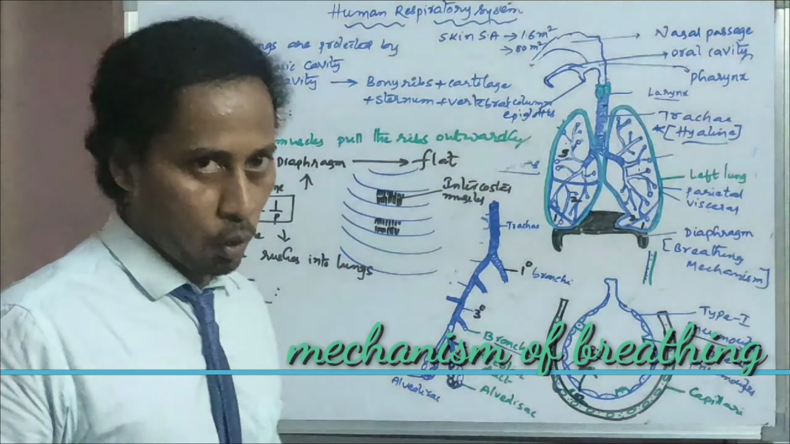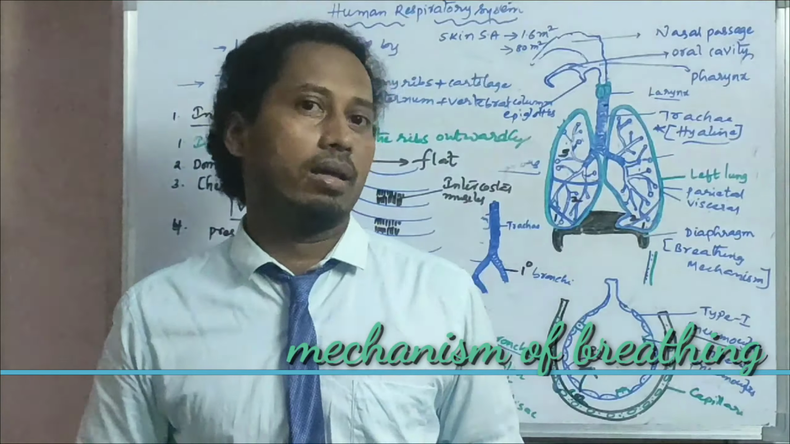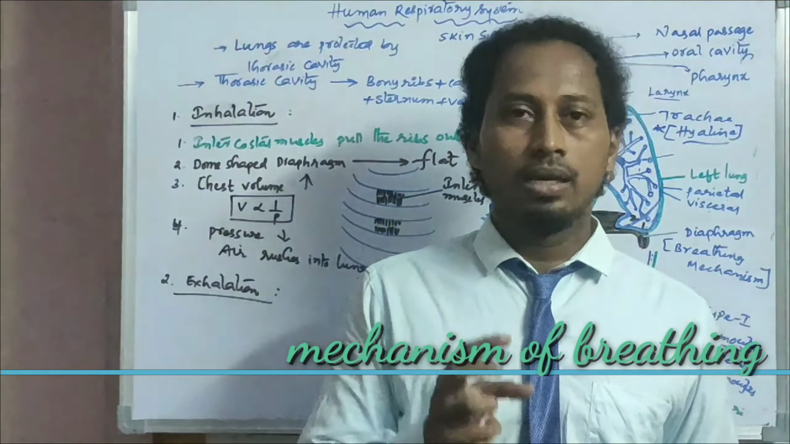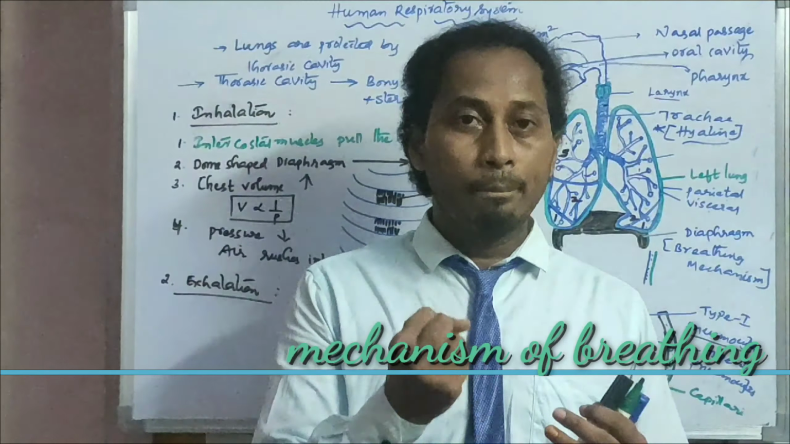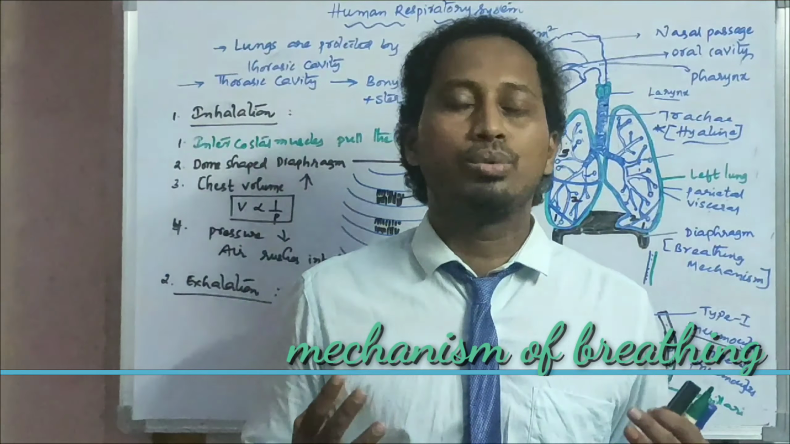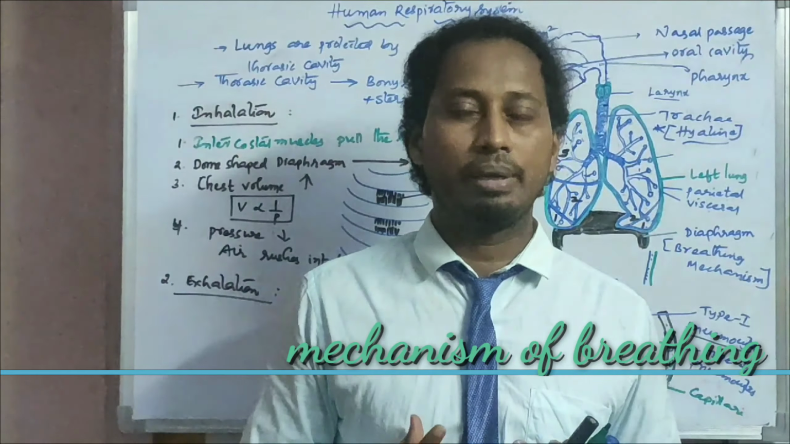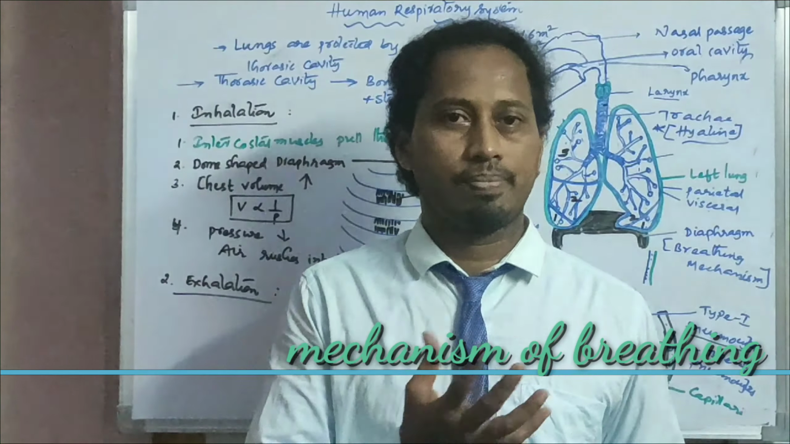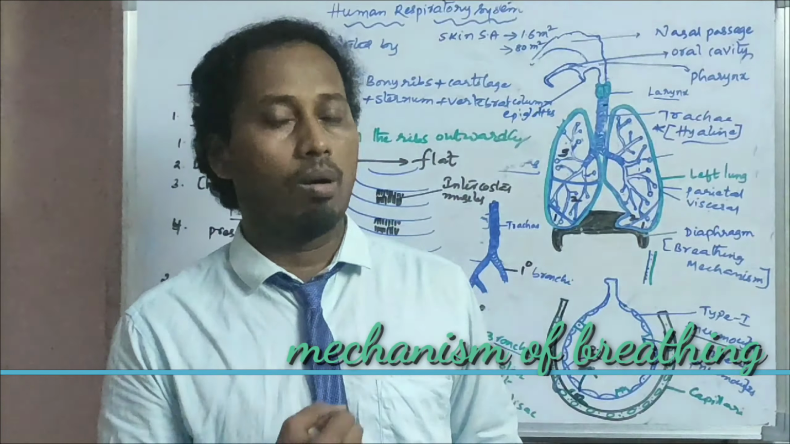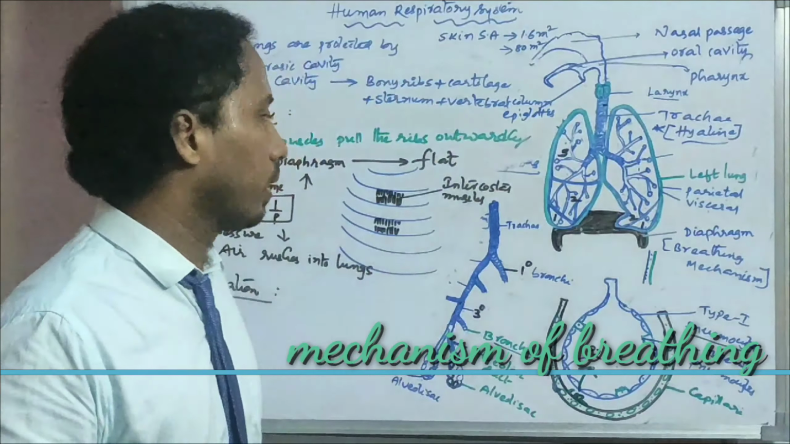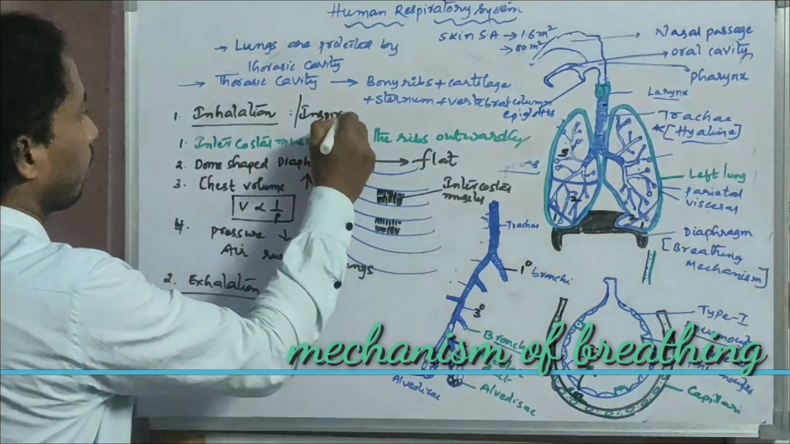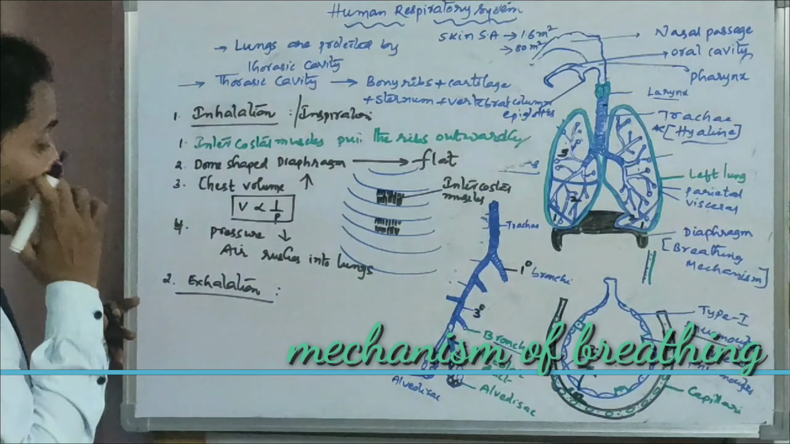Hope it is clear. In the breathing mechanism, in inspiration, what happens exactly? The intercostal muscles pull the ribs outwardly. At the same time, the diaphragm becomes flat. So these two events make the thoracic volume increase. That leads to the pressure decreasing. So outside air rushes into the lungs. This is called inspiration.